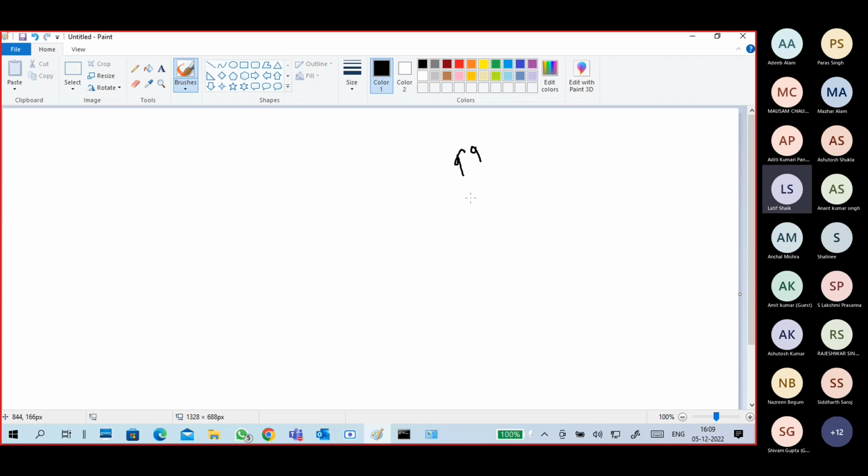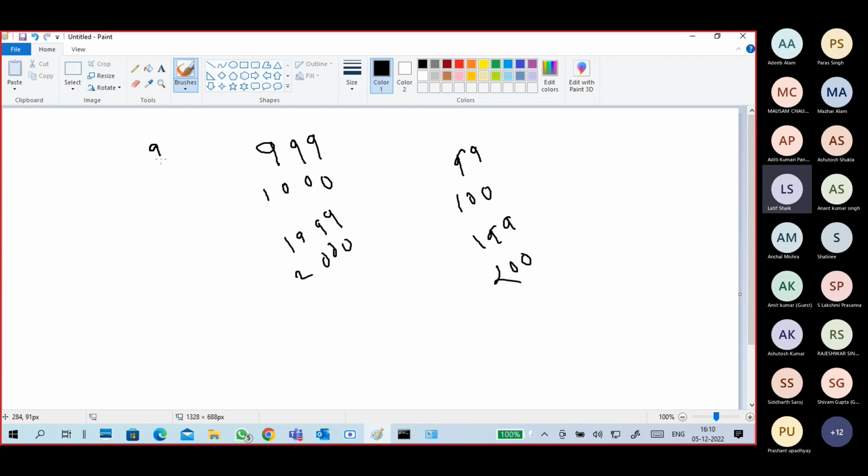99. What is the next one? 100. 199. 99 completed, right? So again it is 200. You reach 999, then what is the next one? You reach 1,999, then it is 2,000. You reach four nines, then it is 10,000.